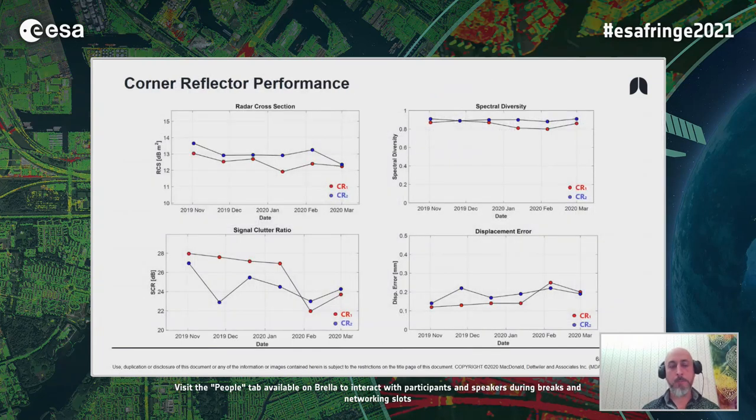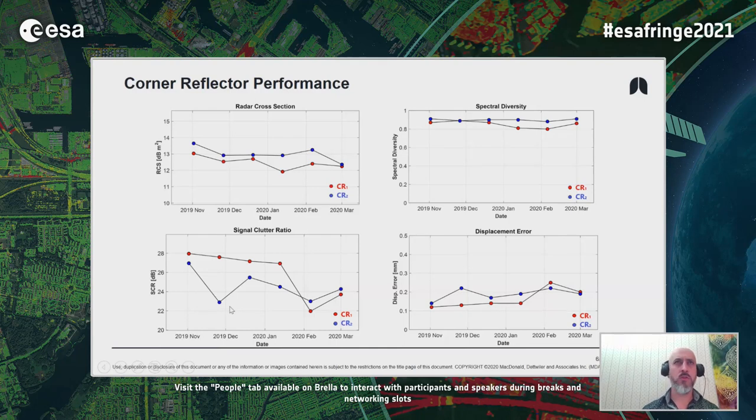We even analyzed the performance of the corner reflectors with time. We have a limited number of scenes, but we can observe that the radar cross section performs very well. There's a slight decrease when we come into winter scenes, but in general it's good. Same with spectral diversity. It has very high spectral diversity above 0.8, persistently around 0.9. And particularly signal to clutter ratio is high in all cases. We see, again, a decrease when we get close to scenes that had winter conditions, but the signal to clutter ratio is high.